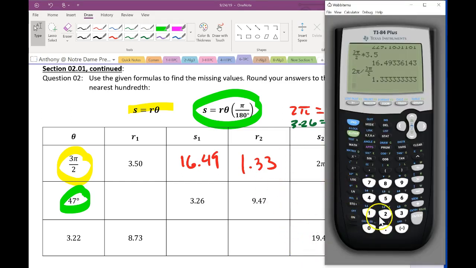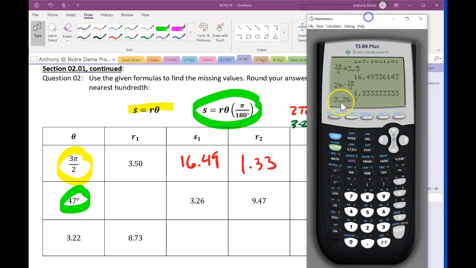So I'll do 3.26 divided by, I'll do a parenthesis, 47 times, and I'll retrieve my fraction command, and do pi over 180. Oops, my parenthesis needs to be over here. And press enter. And that's going to give me 3.97.